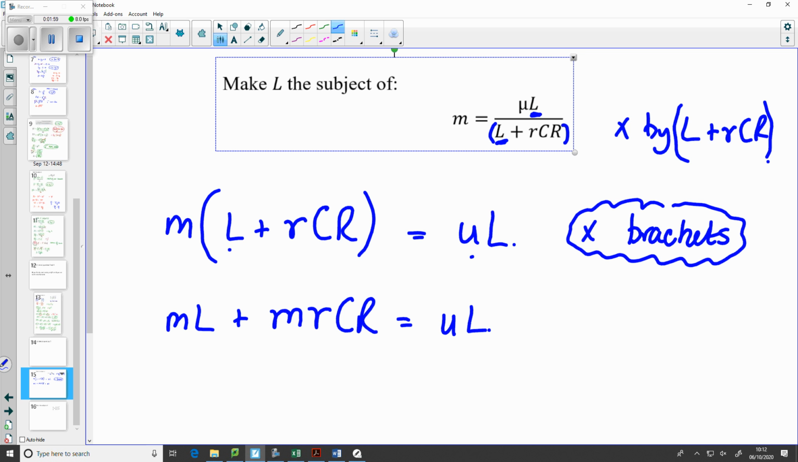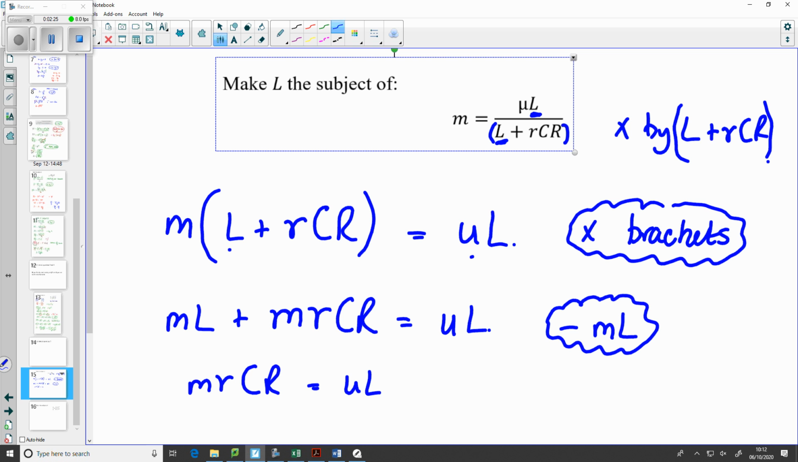Yeah, subtract little m L. We don't want to subtract that, move that over that side, because then that'll end up as negative. Okay, so we're going the other way. So we end up on this side with m little r CR is equal to UL minus ML.